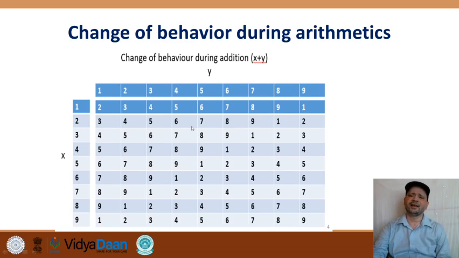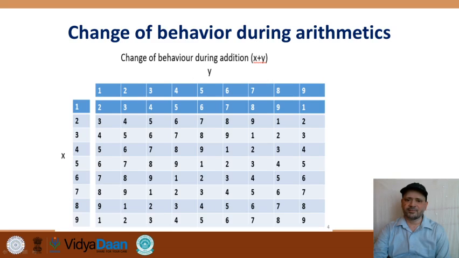Then you see that there will be a change in the behavior when you go for the addition. So suppose you are adding two numbers, say a number with behavior 1 with 1, so you will have a behavior of number 2.